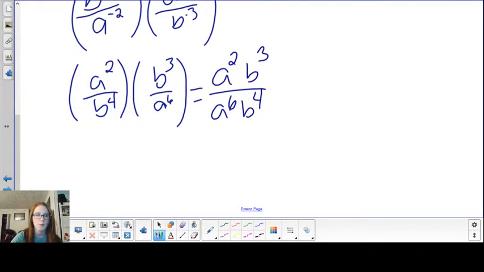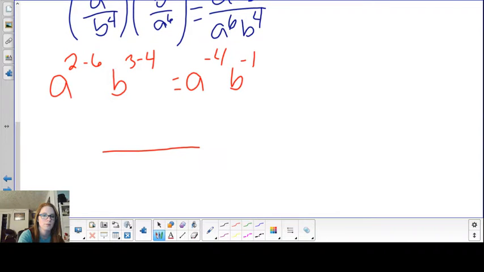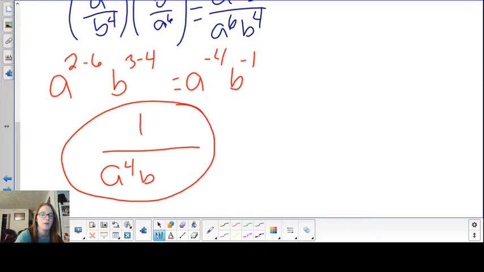And then one more step is, since I have fractions here, and I have a's on top and bottom, b's on top and bottom, I subtract. So I have a to the 2 minus 6 and b to the 3 minus 4. Which will give me a to the negative 4, b to the negative 1. Now because both of those are negative, they're going to go ahead and make a fraction. When they go down below, they become positive. And since I don't have a single variable or a single number on top, there's an invisible 1 here.